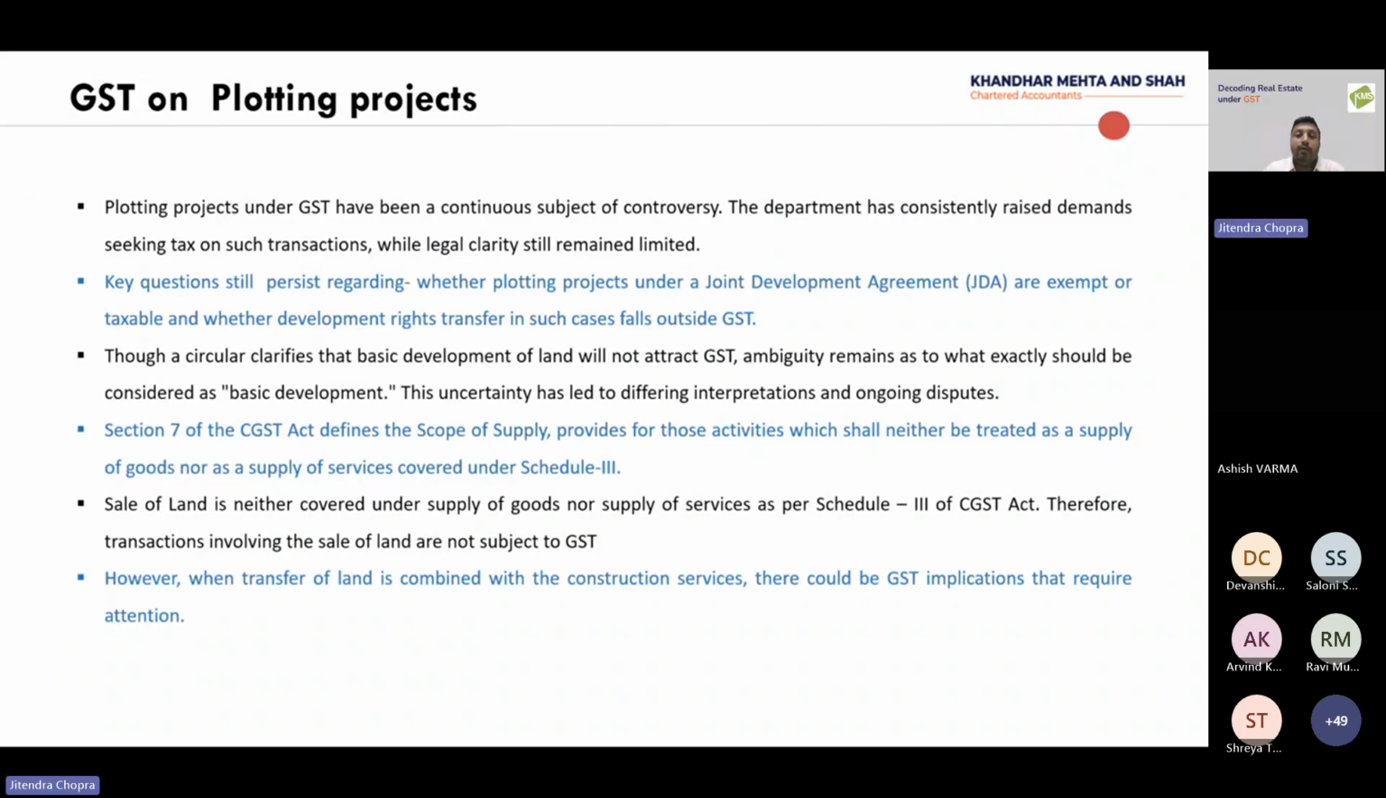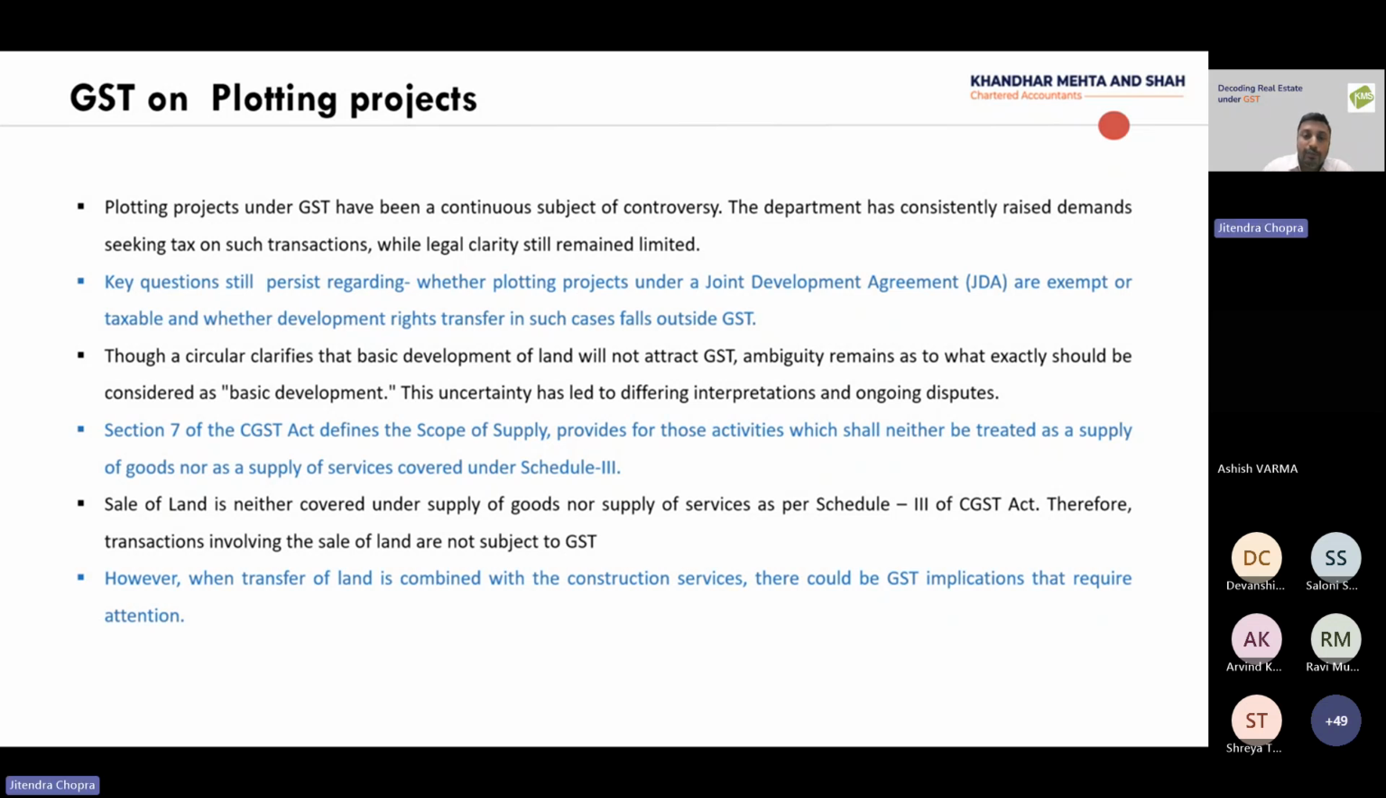So now what practical issues exist even after clarification by Circular 177? When extra services are supplied along with sale of plot, how will GST be charged? Because amenities may not be considered as basic development. In this case, the department argues, if substantial amenities are provided, the transaction becomes a composite taxable supply. But industry argues that the dominant intention remains the sale of land. So this debate still continues.